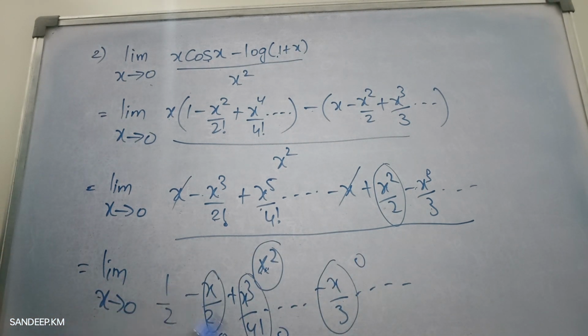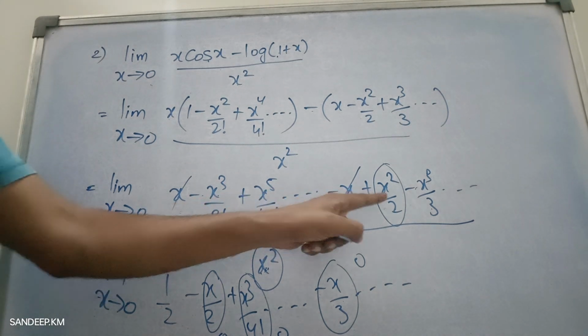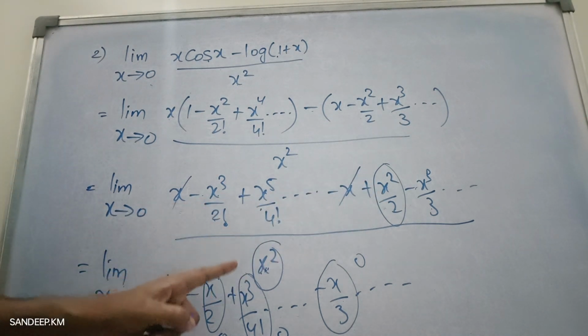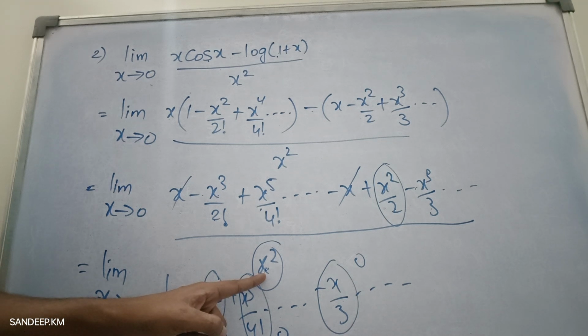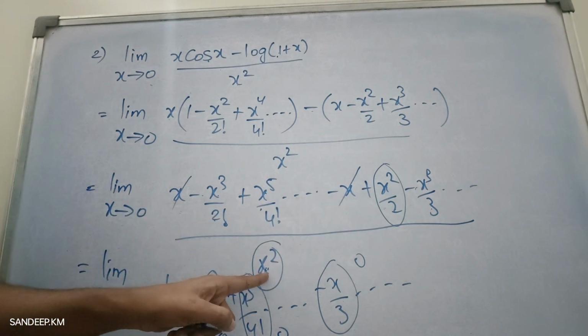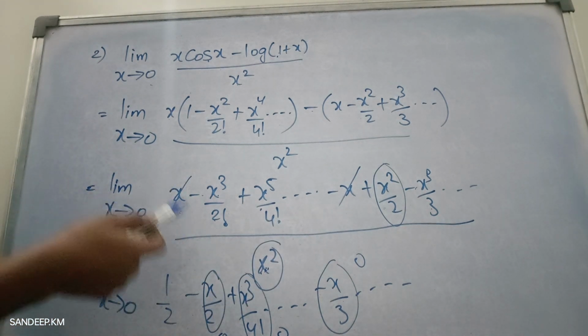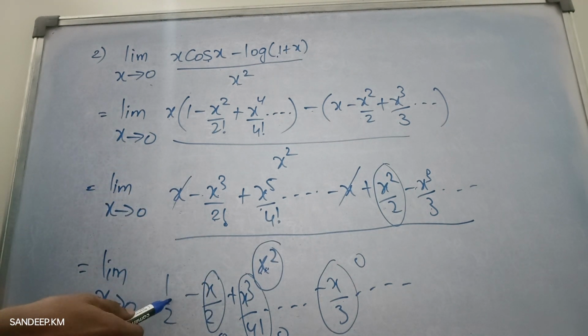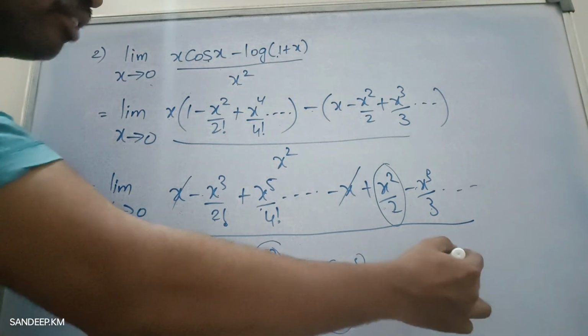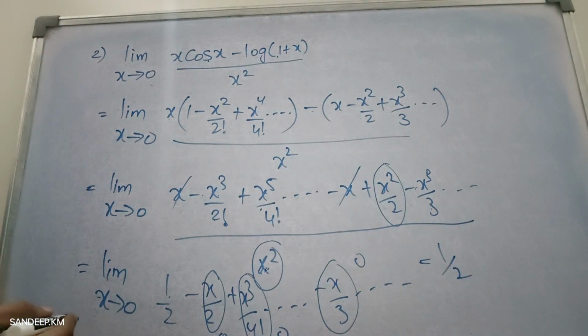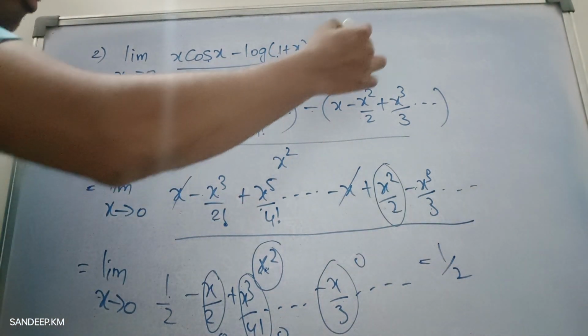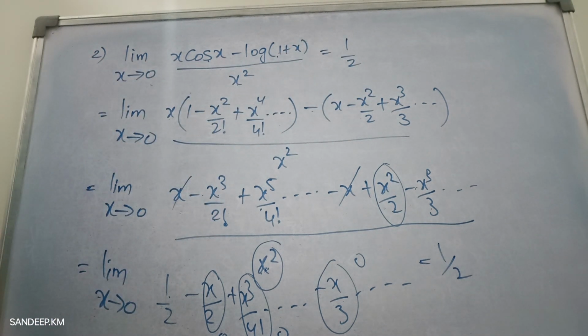Are you understanding this? Once again I am repeating, what is the least power of x in the numerator? X square. What is the least power of x in the denominator? X square. Except these two, the remaining terms in the numerator will become automatically 0. I hope you understand this. So we are getting only 1 by 2 as the final answer. Therefore, dear students, using the expansions, we got the answer as 1 divided by 2.